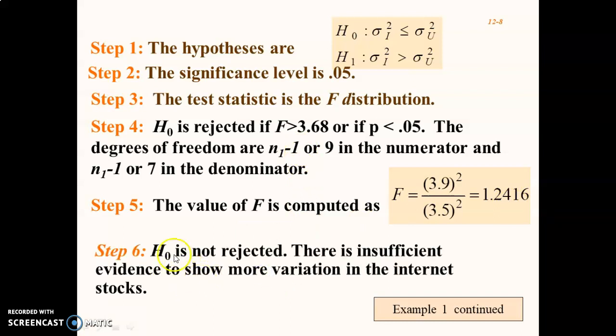So step 6, the null hypothesis is not rejected, meaning we fail to reject the null hypothesis. There is insufficient evidence to show more variation in the internet stocks, or simply means there is less variation in the internet stocks. They are almost the same.